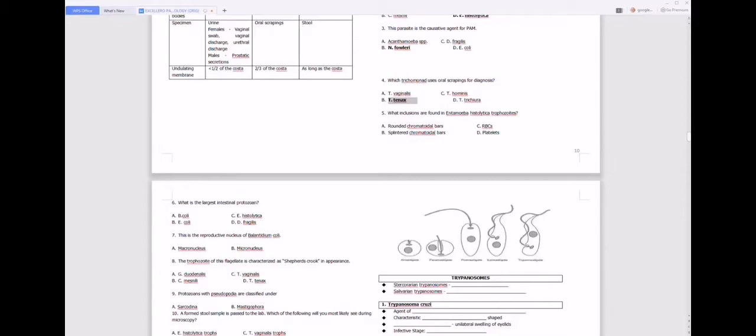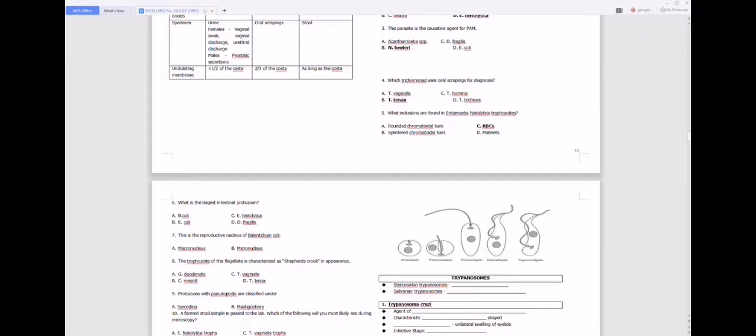Next, what inclusions are found in Entamoeba histolytica trophozoites? A. Rounded chromatoidal bars. B. Splintered chromatoidal bars. C. RBCs. Or D. Platelets. So you can answer. The answer is letter C.